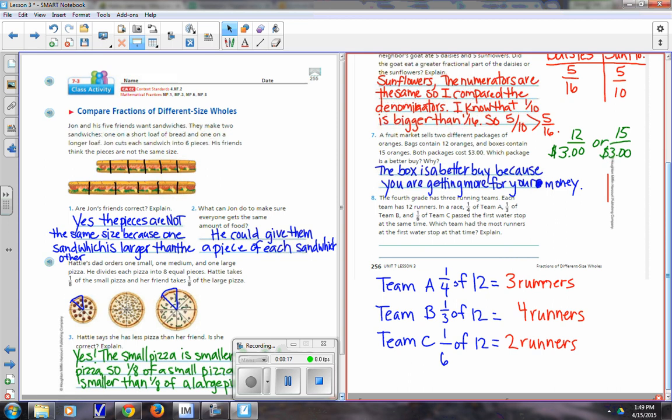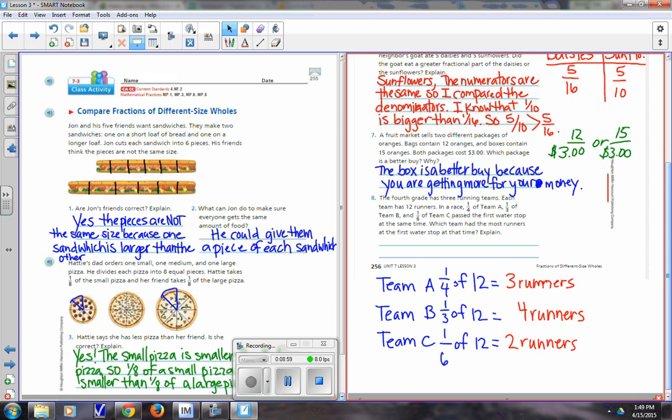So I know that 1/4 of 12. If I were to divide 12 into 4 pieces, each piece would have 3 runners. Team B, if I broke that same 12, the same whole, because each team has the same amount of runners, if I broke that 12 into 3 groups, I would have 4 runners in each group. If I divided the 12 runners for Team C into 6 groups, there would be 2 runners in each group.